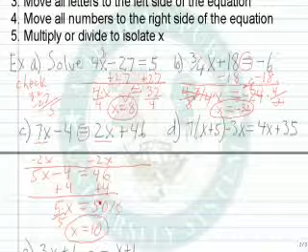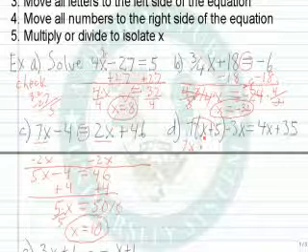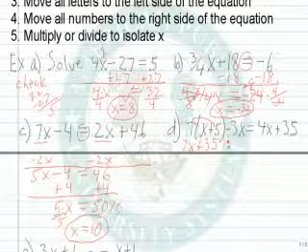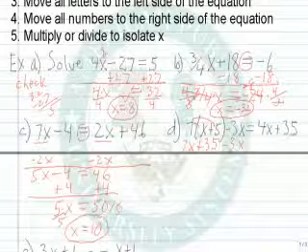Let's look at an example with parentheses. When we see the parentheses, we want to get rid of those using the distributive property. So we go 7 times the x gives us 7x. 7 times the 5 is plus 35. This is a very common mistake to forget the 7 times the 5. Minus 3x. Everything else just falls straight down.